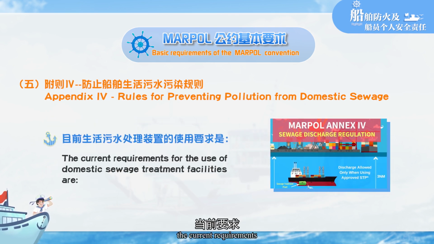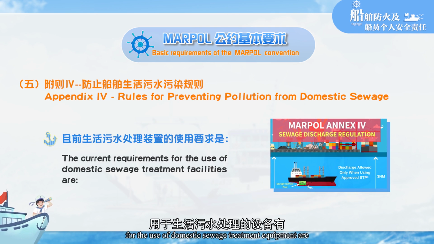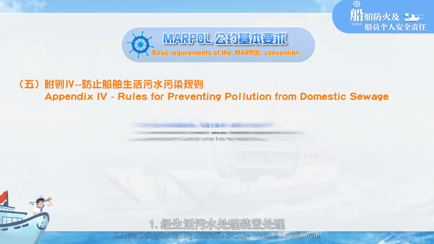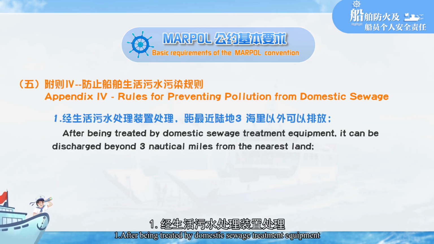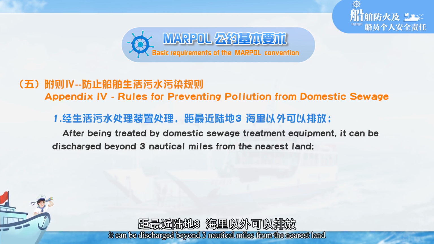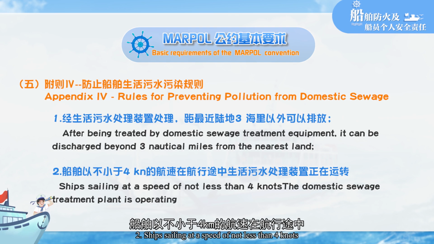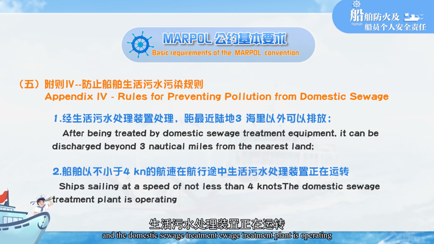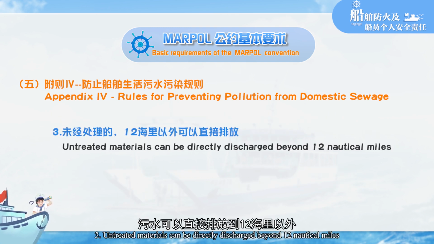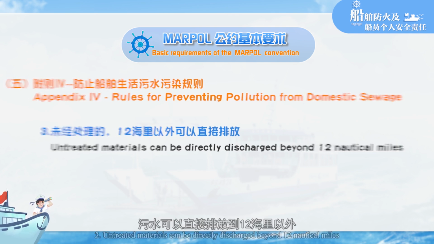The current requirements for the use of domestic sewage treatment equipment are 1. After being treated by the domestic sewage treatment equipment, it can be discharged at a distance of 3 nautical miles from the nearest land. 2. The ship is sailing at a speed of not less than 4 knots, and the domestic sewage treatment device is operating during the voyage. 3. Untreated sewage can be directly discharged beyond 12 nautical miles.